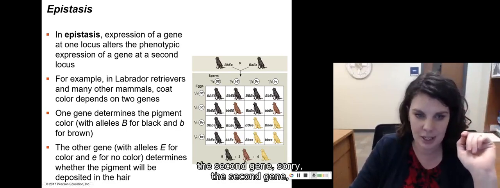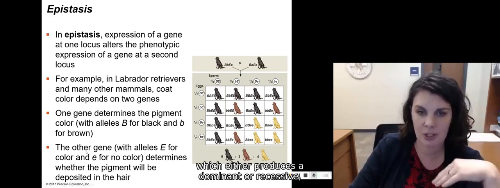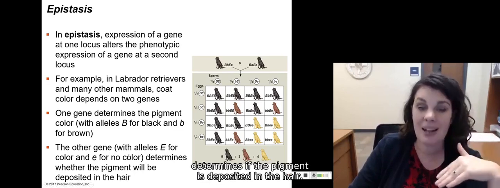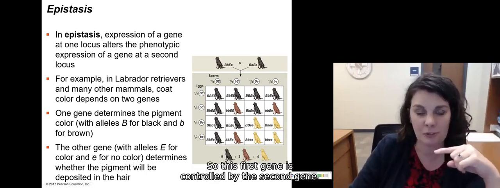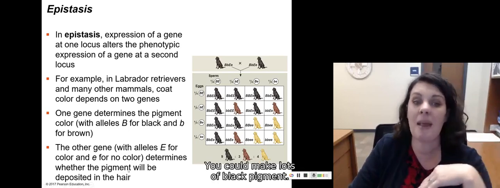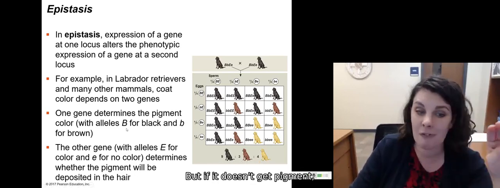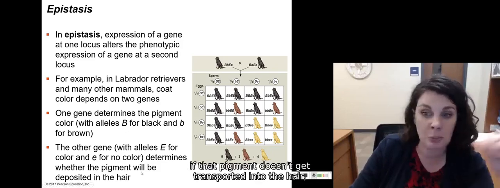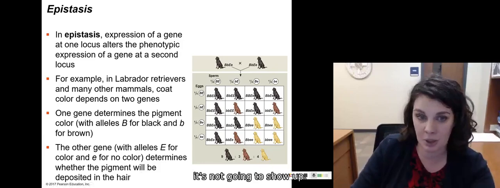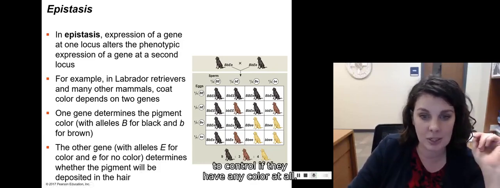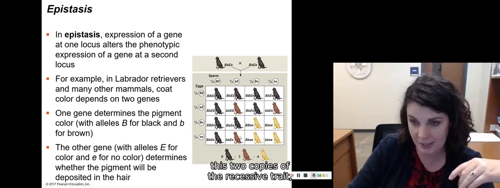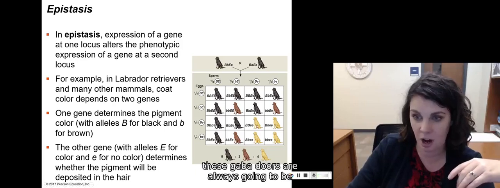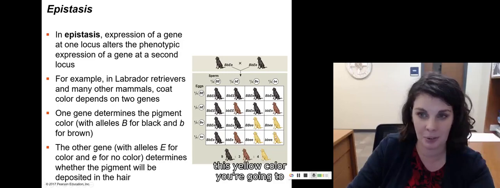But there's a second gene, which either produces a dominant or recessive allele, and determines if the pigment is deposited in the hair. So this first gene is controlled by the second gene. You could make lots of black pigment, but if that pigment doesn't get transported into the hair, it's not going to show up. So this E allele is going to control if they have any color at all. You see when you have two copies of the recessive e trait, these Labradors are always going to be this kind of yellow color.